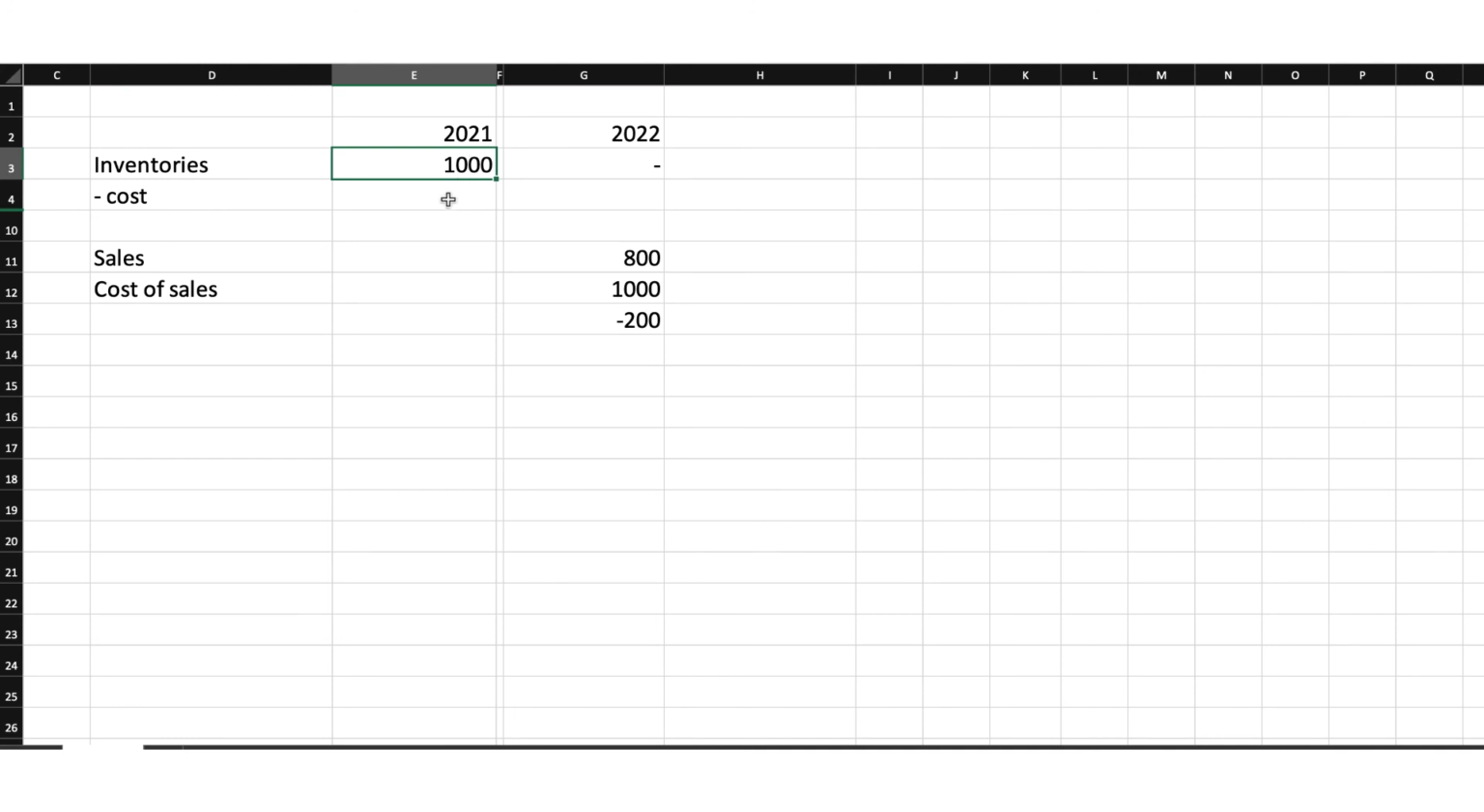So what do we do? We write these inventories down to the 800 Rand already. And I recognize that 200 Rand NRV adjustment in cost of sales in 2021 already. Okay, how did I get that 200 there? It was the 1,000 cost price written down to net realizable value. Okay, so what is the impact on the next year?